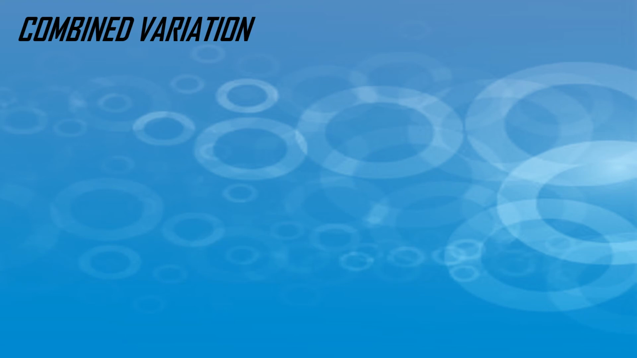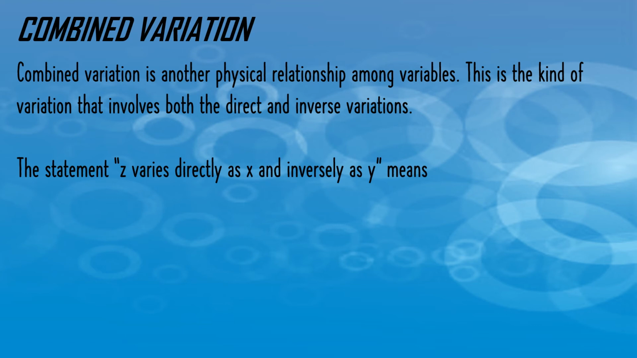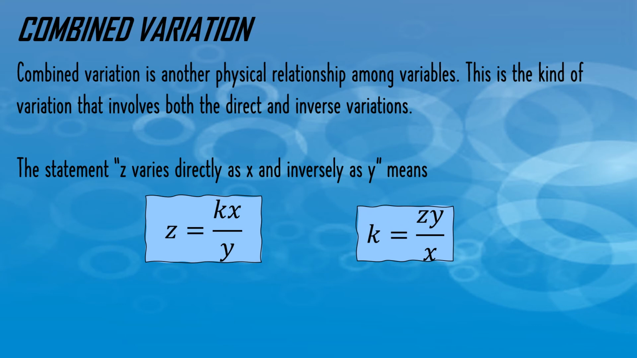Last kind of variation is the combined variation. Combined variation is another physical relationship among variables. This is the kind of variation that involves both the direct and inverse variations. So kapag sinabing combined variation, magkasama na ang direct variation at inverse variation. The statement z varies directly as x and inversely as y means z equals kx over y, or k equals zy over x, where k is the constant of variation.